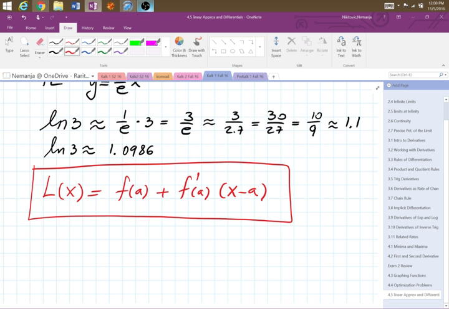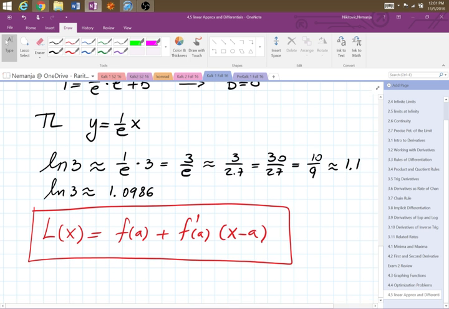The second part of this lecture is on differentials. We are going to now approximate from a different perspective. Linear approximation approximates the value. You see that what we got at the end is 1.1. So we approximated ln 3, and we got approximately what it is, 1.1. And then you run it in the calculator, good to go.